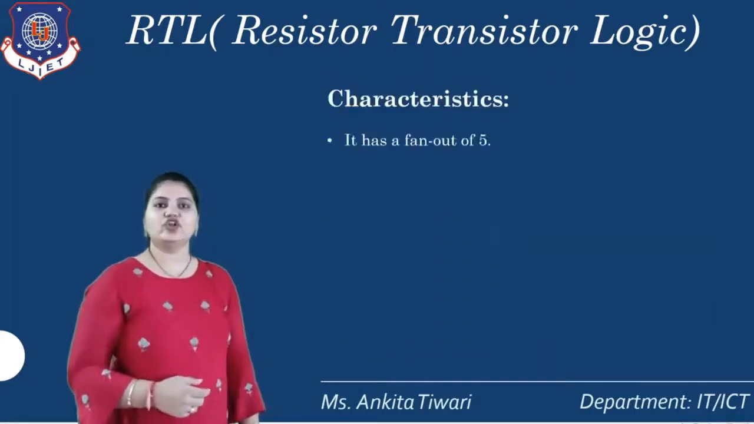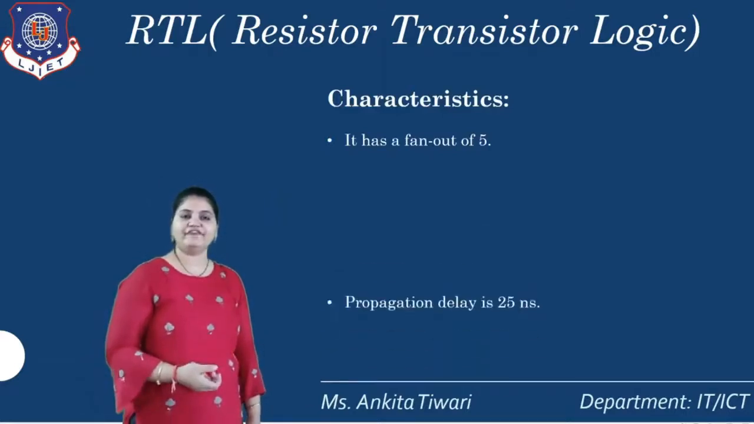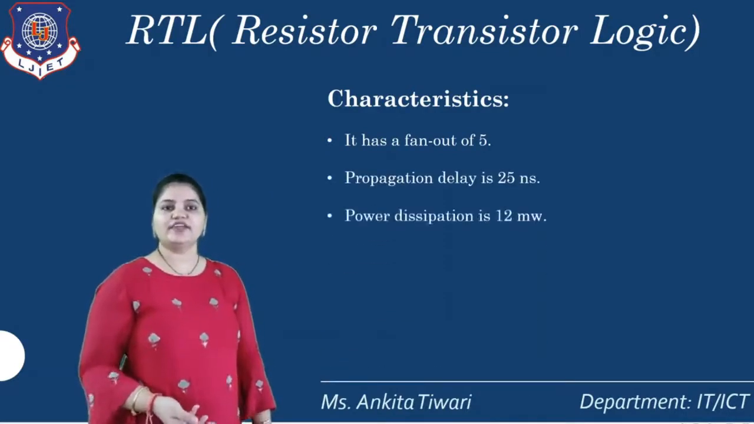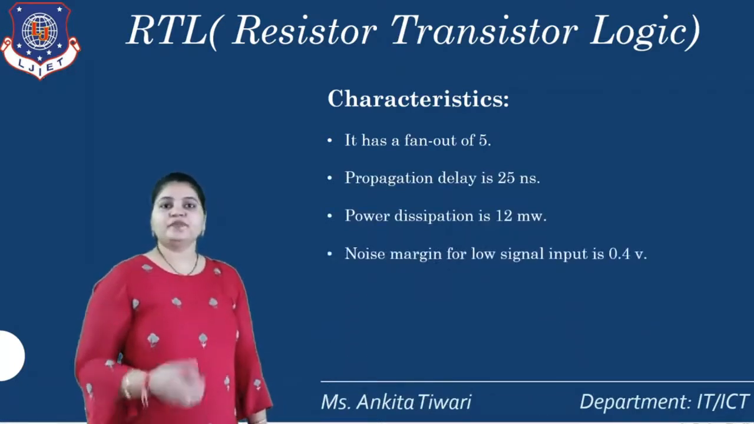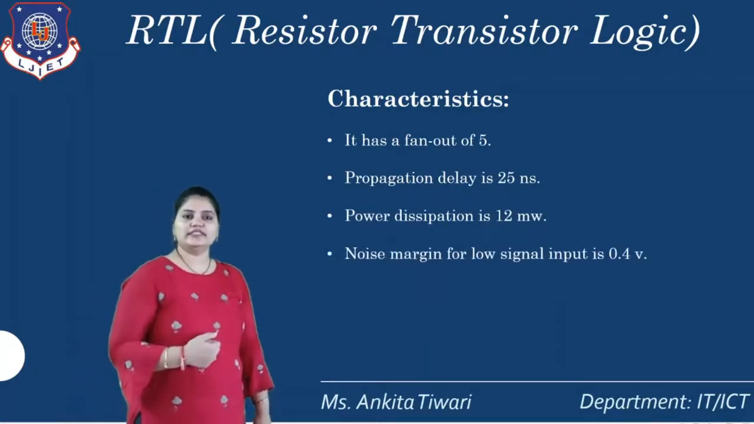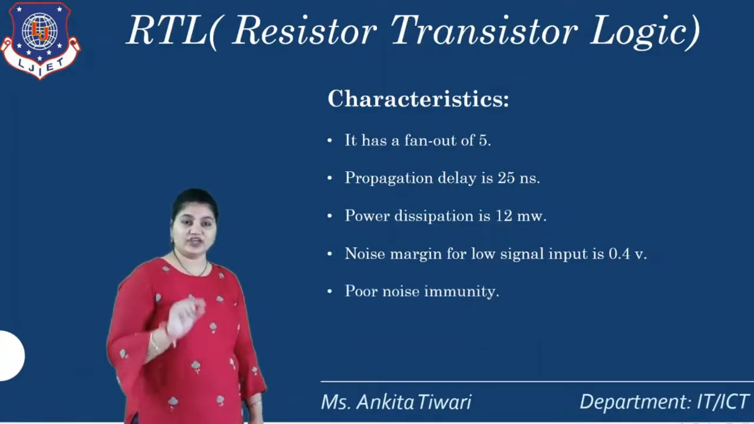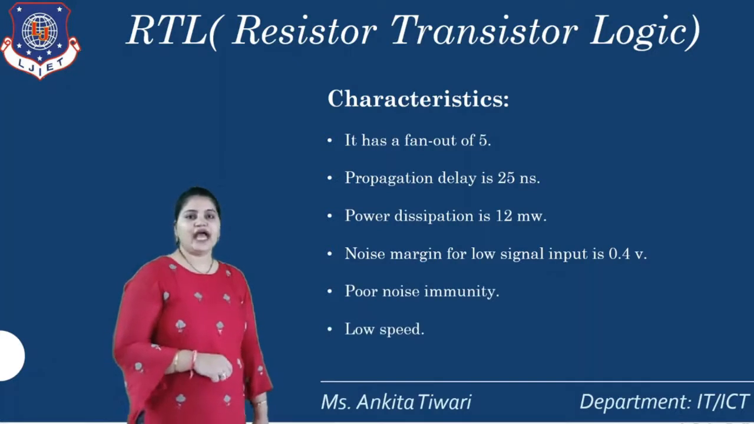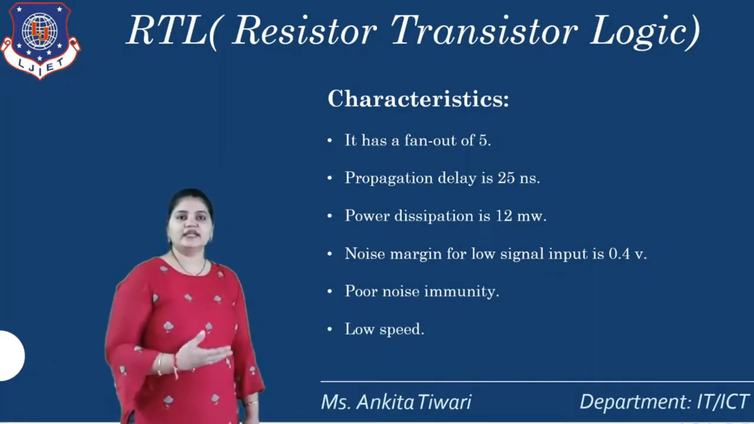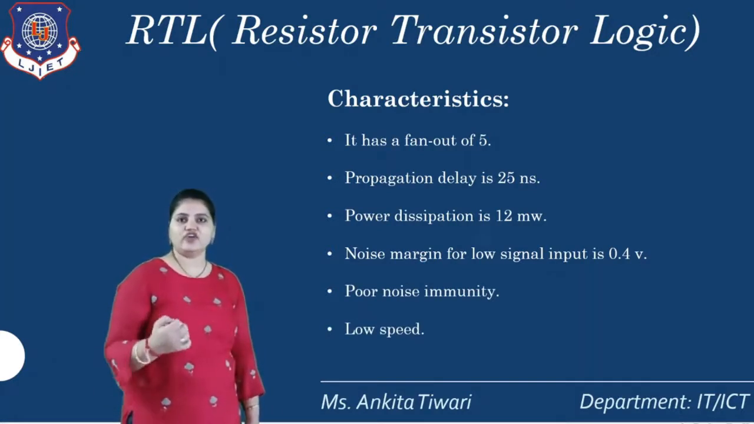Now the characteristics include: it has a fan out of 5. The propagation delay is 25 nanoseconds. The power dissipation is 12 milliwatts. The noise margin for the low signal input is 0.4 volt, which is the lowest value. Now it has poor noise immunity and it has low speed. So these are the characteristics of RTL.